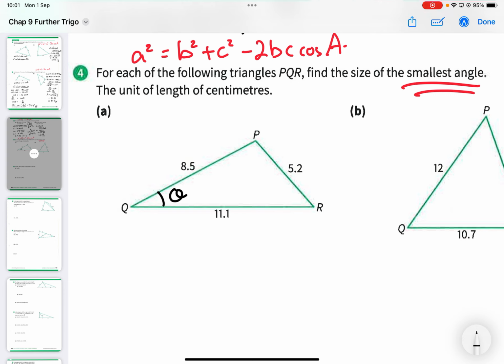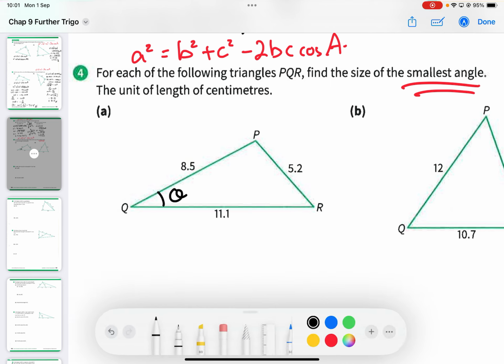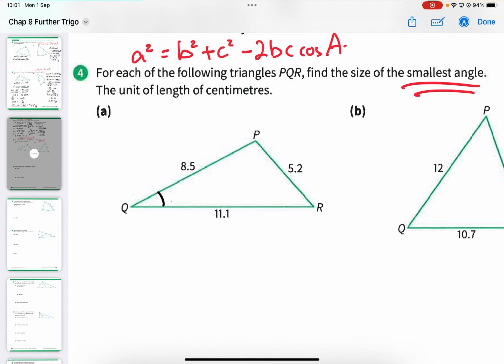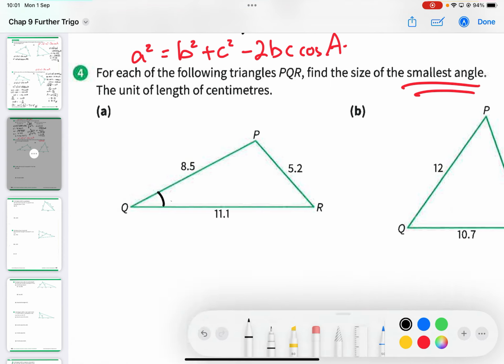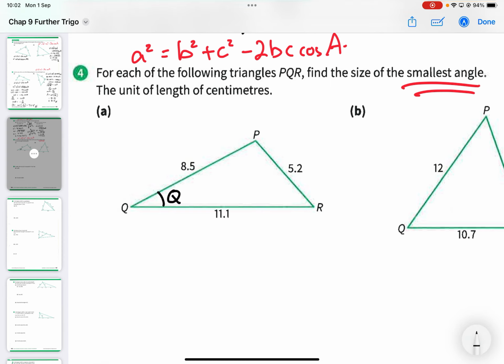So when I use my formula, sorry, I wrote wrongly. I wanted to write Q. So if I want to find angle Q, 5.2 is my A because it's opposite angle Q.